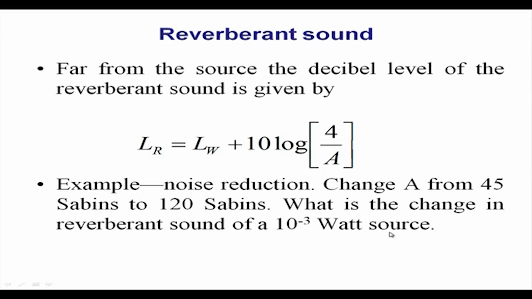What is the meaning of this? A practical example is that suppose I want to install a machine in a room, okay, and the machine creates a noise. If I want to reduce the noise in that room, direct sound is there, but the reverberation sound I can reduce. If I change A, then the reverberation sound field will be reduced.